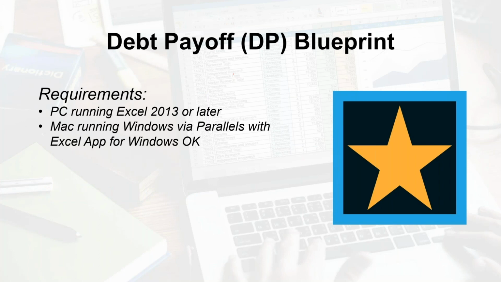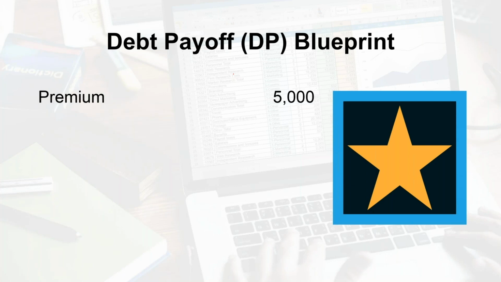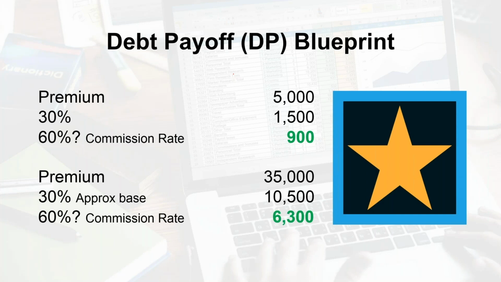So the initial license for the software, the initial registration, is $900. And the annual renewal in January is going to be $300 per year. It can pay for itself, because let's say it's a 30% base, so you get paid mostly on the base part of the policy. So let's say that's $1,500. And if you're at a 60% commission rate, you might be higher depending on your level of production, bonuses, whatnot. There's your $900 right there. So it's nice, easy, and affordable. You'll be able to help a lot of clients with it. And if you can sell more than that, which I'm sure you can, if you can sell 7 times that, then of course it's even better.